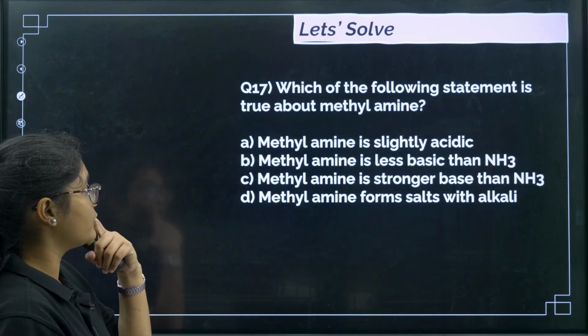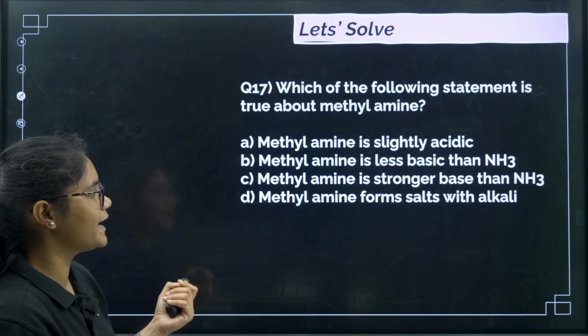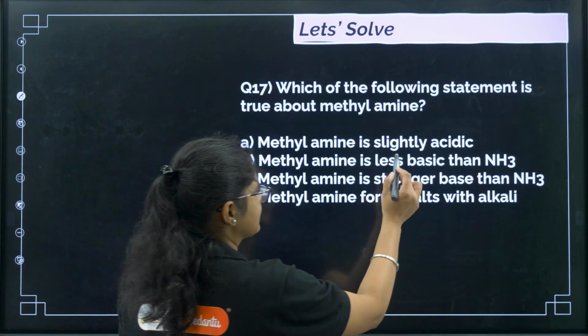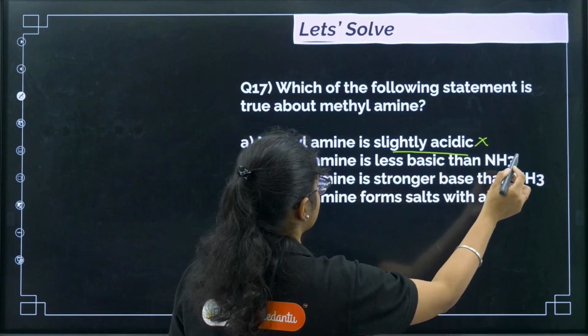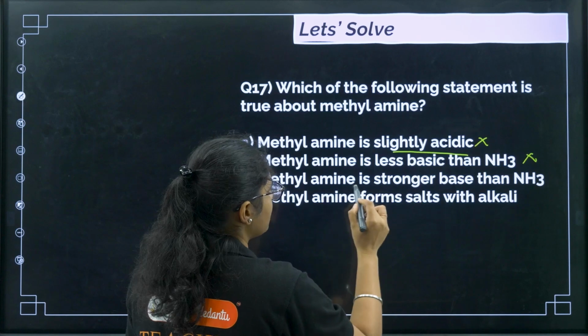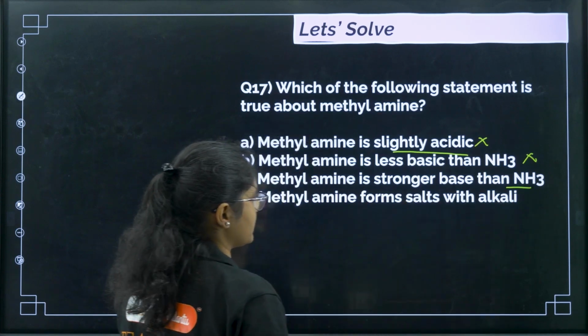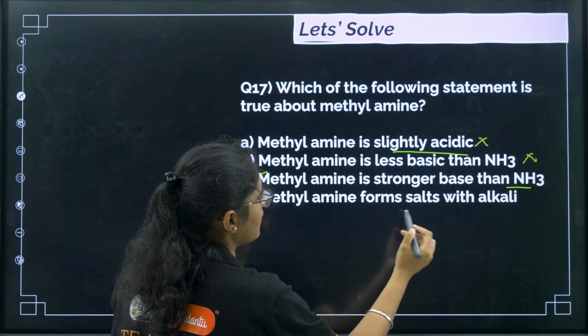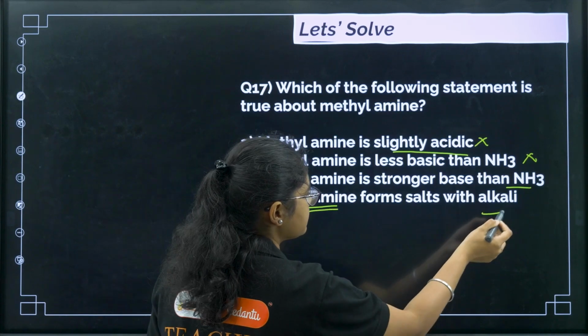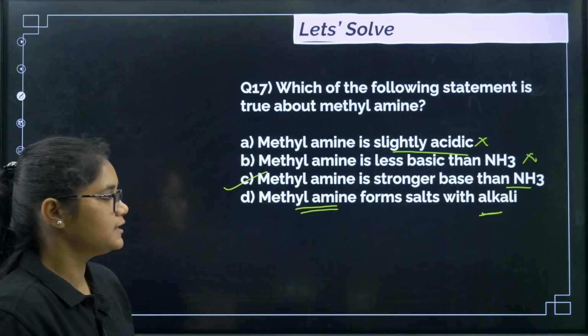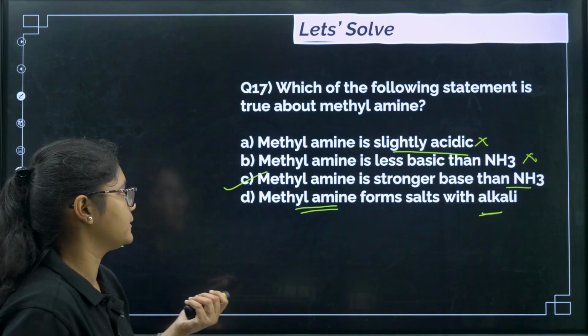Next, which of the following statement is true about methylamine? Okay, methylamine is slightly acidic. No. Methylamine is less basic than ammonia. No. Methylamine is a stronger base than ammonia. Yes, that is correct. Methylamine forms salt with alkali. No, this is already a base, right? So it will form salt with acid. So correct answer is option number C here.